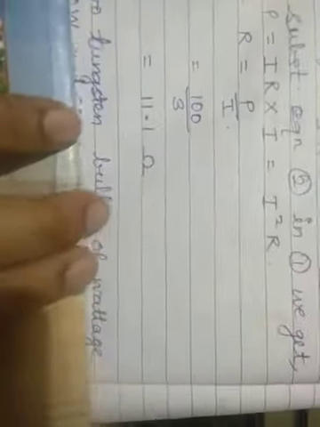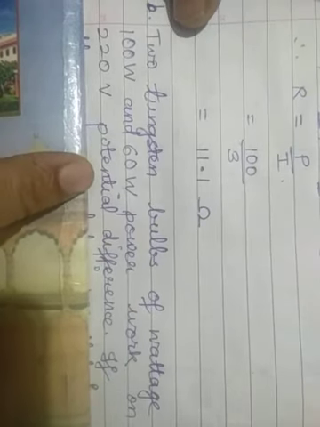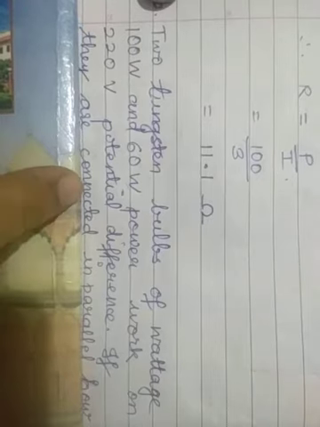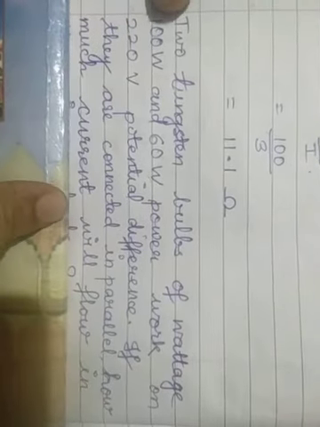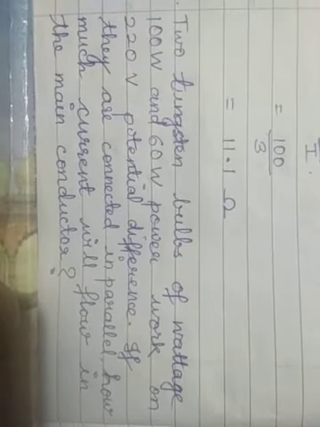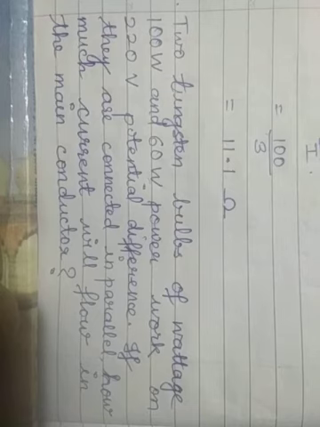Now let us proceed with the second problem. Two tungsten bulbs of wattage 100 watt and 60 watt power work on 220 volt potential difference. If they are connected in parallel, how much current will flow in the main conductor? Now here there are 2 bulbs. One bulb's power is 100 watt and the other bulb's power is 60 watt. The potential difference is 220 volt, and the connection is given as parallel connection.